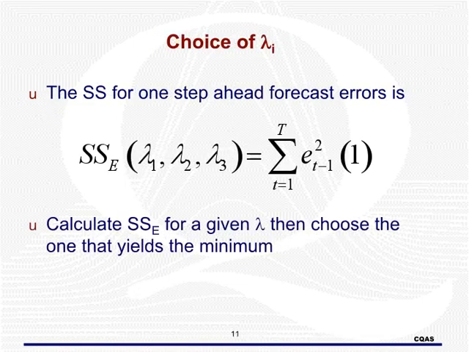We choose lambda in the same manner as we did for the non-seasonal exponential technique. First, we find the SSE for many combinations of lambdas. Then we choose the set of lambda that minimizes this quantity. The problem here is that there are many possible combinations of the lambda. Luckily for us, there are computer packages that will do this for us.